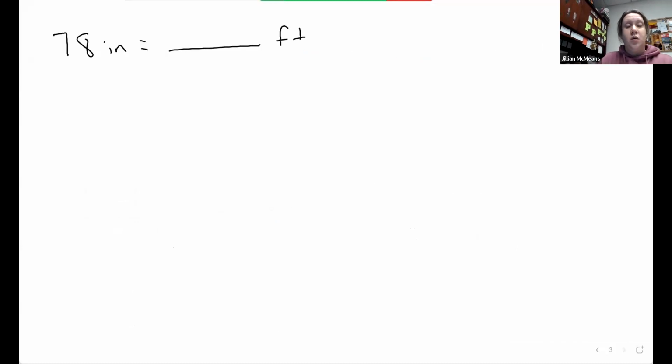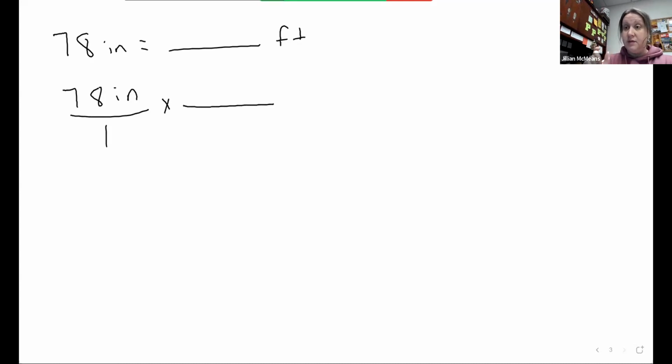So let's say that we have 78 inches and we want to convert it to feet. Well, here's how we use dimensional analysis in unit fractions. We start with what we know. We know we have 78 inches. We want to write that as a fraction, so I'm just going to put it over 1. And now I need to multiply it by 1 or more unit fractions so that I can convert inches to feet.